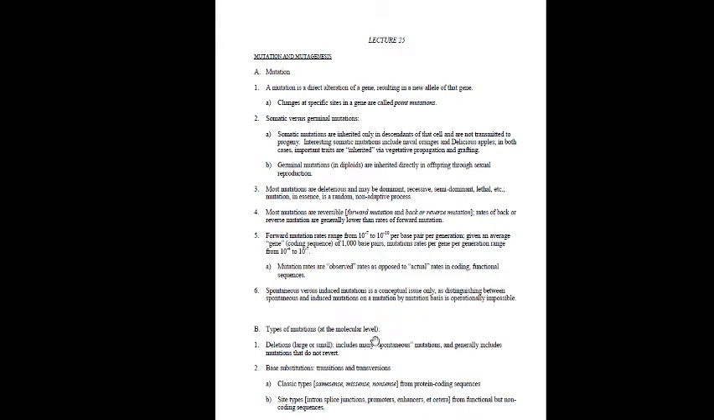If we see types of mutation at the molecular level, first there are deletions. Deletions are small changes caused in a particular DNA sequence, when a large or small chunk of nucleotide segment is deleted from a larger DNA segment. Number 2 is base substitution, that is transition and transversion. Classical types are silent, missense and nonsense mutations from protein coding sequences. Some are site specific, like intron splice junctions, promoters, enhancers, etc., from functional but non-coding sequences.